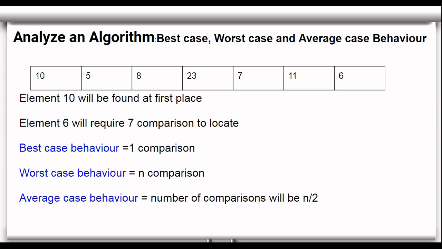And average case behavior means the number of comparisons will be n by 2, where n is your number of elements.